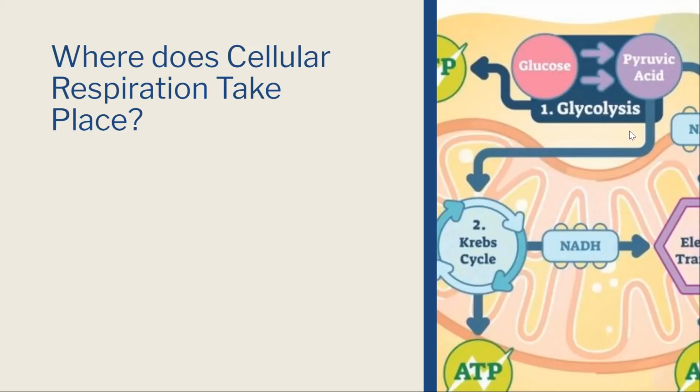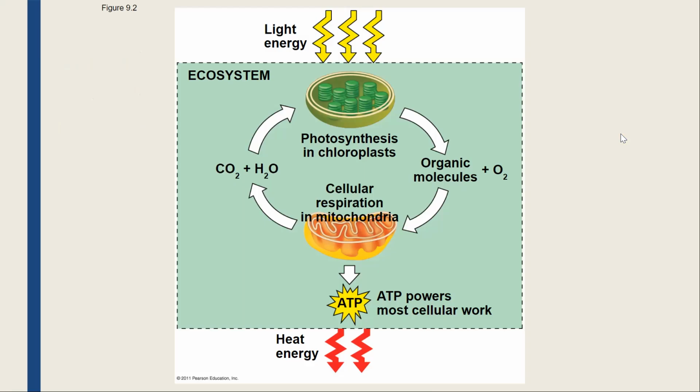So again, think back to what you know about the different organelles. Which organelle, or where, does cellular respiration take place? And that happens in the mitochondria. So cellular respiration occurs in the mitochondria. Later on, we're going to talk about photosynthesis. That occurs in the chloroplasts. The two of those together help to get energy for the cells.